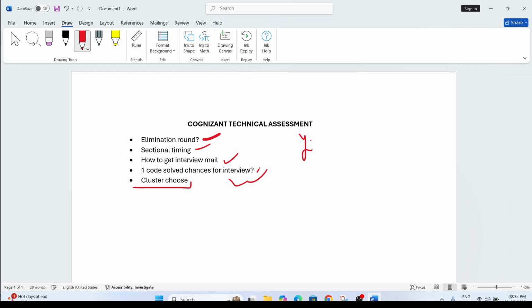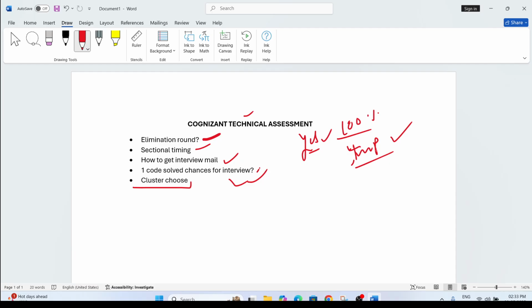So guys, this is totally an elimination round, 100% I can say, because the technical assessment is a very important round. If you are not able to pass the technical assessment, you are not able to get the interview mail, or move your process further. Based on that assessment only you are getting the interview mails and profiles also, like GenC Next or GenC Pro.